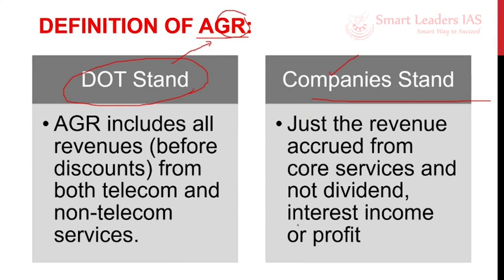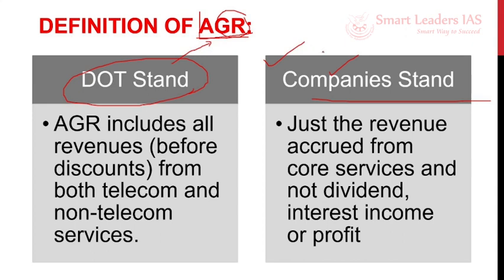So what are those kinds of revenue? For example, the company has invested 100 crore in a fixed asset, in a building, it has leased out certain land to a company, or through financial assets, it could be earning a certain amount of money. So all of this is included under the definition of AGR. The companies are saying, please exclude them.